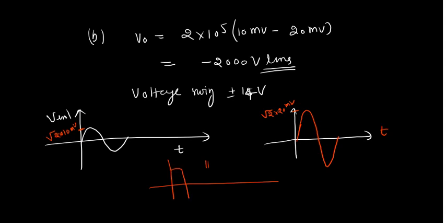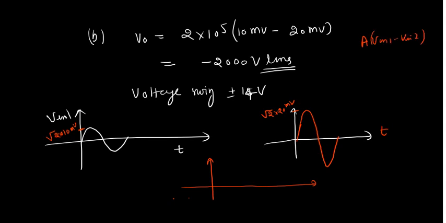Will it start from minus or from plus? Because you will subtract V in 1 minus V in 2, right? So it will look like this, right? And the output, if you see, A times (V in 1 minus V in 2) is your output given. It should not exceed plus minus 14 volt. Correct? So we'll see that it is exceeding.